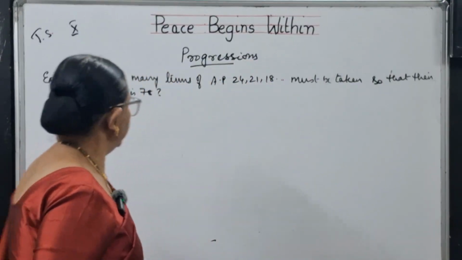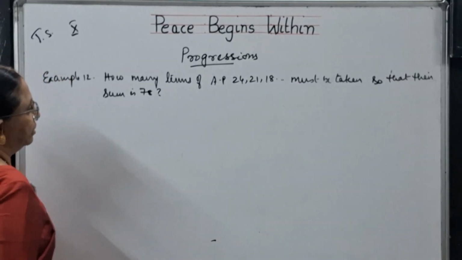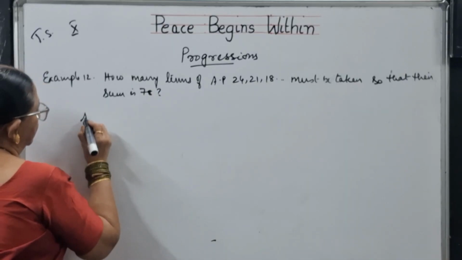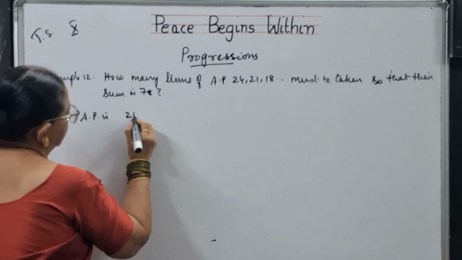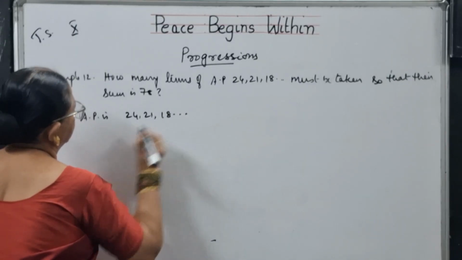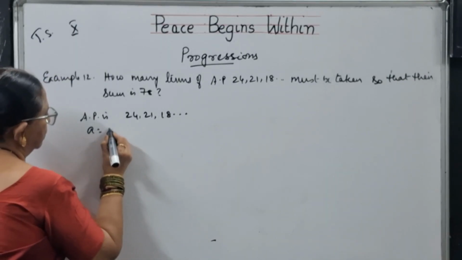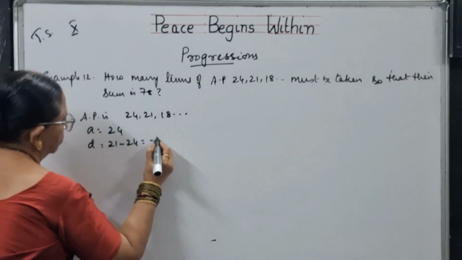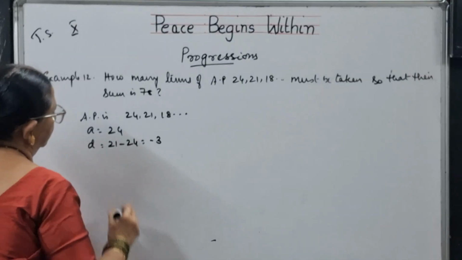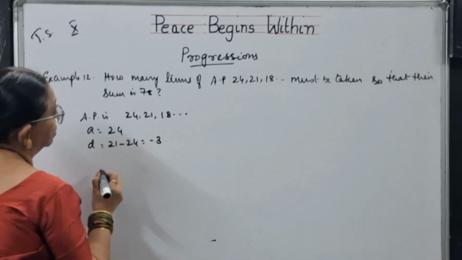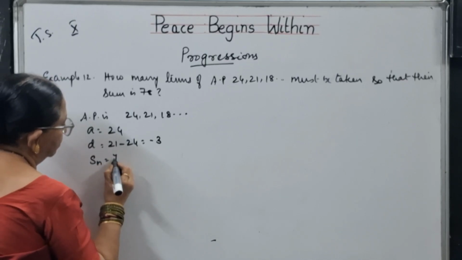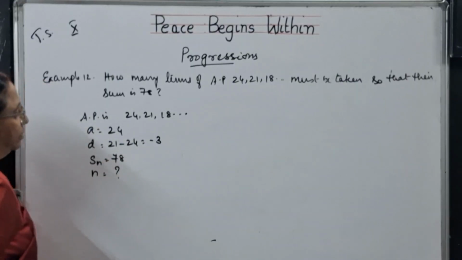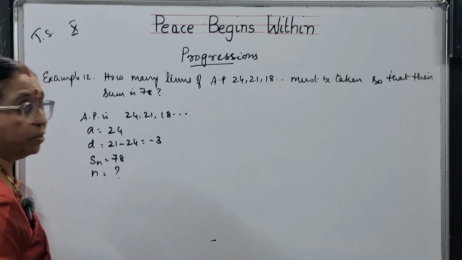Now the next example, children. Example 12. How many terms of the AP must be taken so that their sum is 78? So the AP is 24, 21, 18, and so on. Here a is 24. What is d? 21 minus 24, that is minus 3. Then what else they have given? The sum to n terms is 78. Now the question is, how many terms should be taken? What is n? This is the question, children. You need to find n.